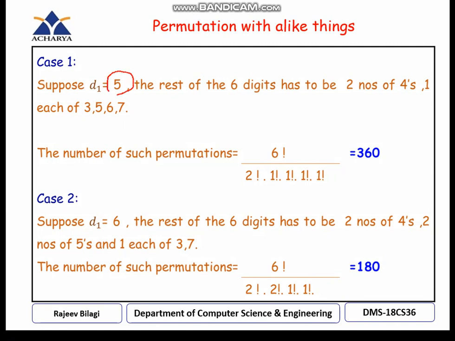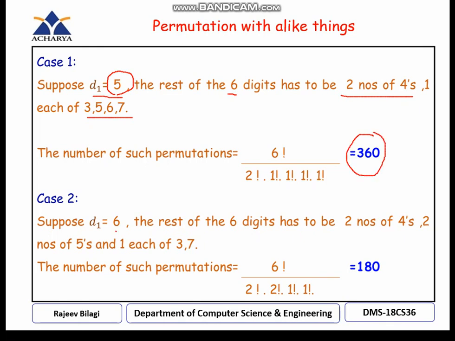So D1 is equal to 5, and the rest of the 6 digits have to be two 4s and one each of 3, 5, 6, 7 in the given list. So the number of such permutations will be 6 factorial divided by 2 factorial into 1 factorial into 1 factorial into 1 factorial into 1 factorial, which will give you 360.